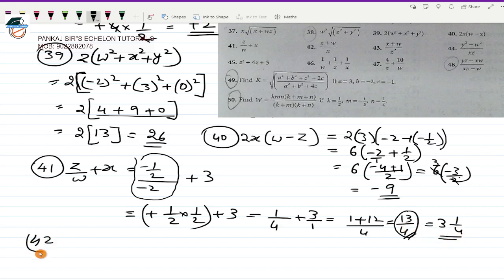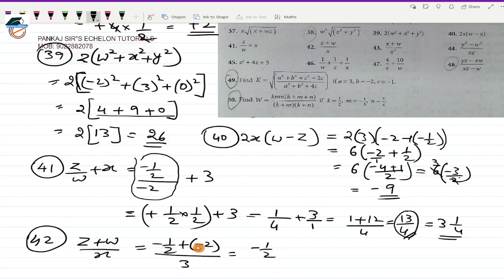Next is 42. The 42 question says it is z plus w upon x. So z you'll have to take as minus 1 by 2, plus w you'll have to take as minus 2, upon x you'll have to take as 3. So here in this numerator, first I'll work out minus half. Now this is plus into minus will be minus, and then 2. And then you have upon 3 over here, right?